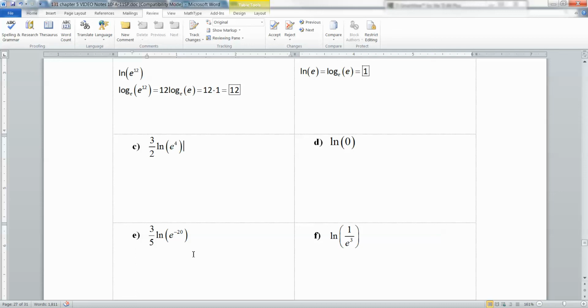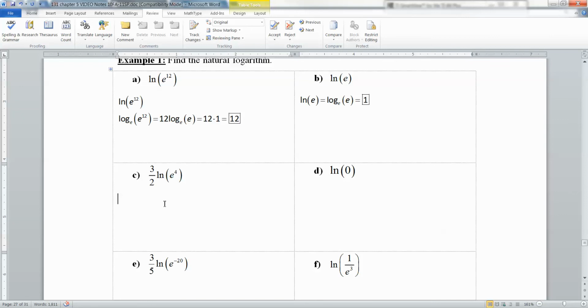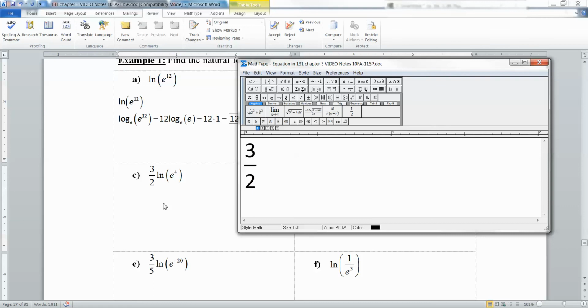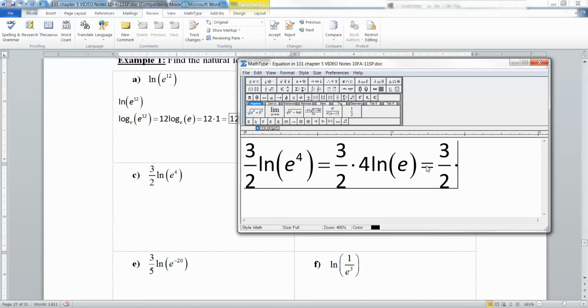All right, now what about this one? Well, again, the log base e of e to the fourth, what's going to happen there is you're going to have 3 halves, because you're not doing anything with that, and then you're going to multiply it by 4 ln of e, because you're going to bring the power down in front. Here, 3 halves ln e to the fourth, right? So you bring this power down in front and write it right there in front of the ln, but ln of e is 1. So this is really 3 halves times 4. And 3 halves times 4, that's 12 over 2, and that's 6. So your answer is 6.